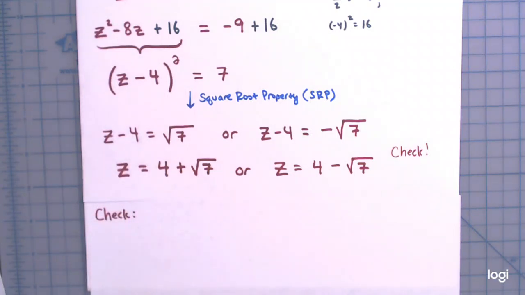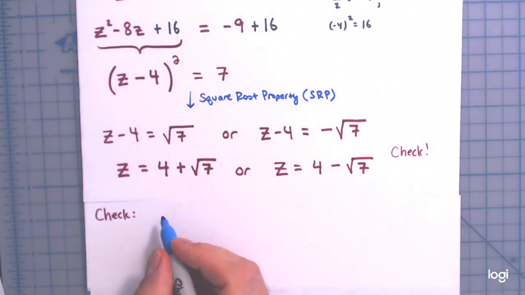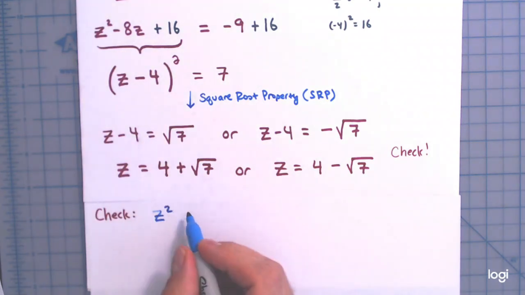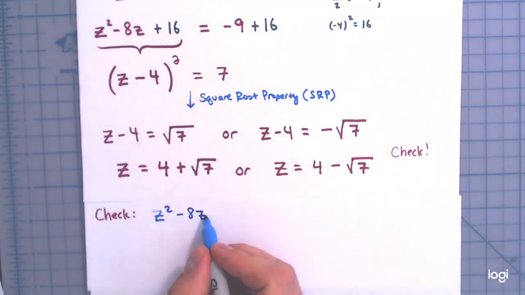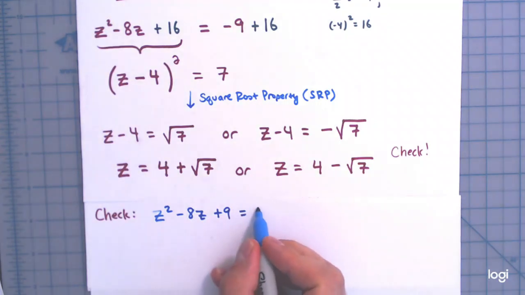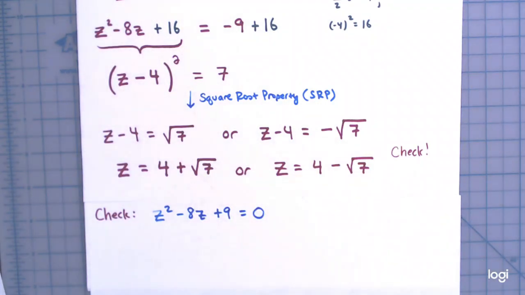So going back to the original equation, I'll write it again so I don't have to keep shifting the paper back and forth. Here was the original equation: z squared minus 8z plus 9 equals 0. Now I'm just going to check one of these on paper because, again, you'll see this is kind of tedious. It's going to take a little bit.